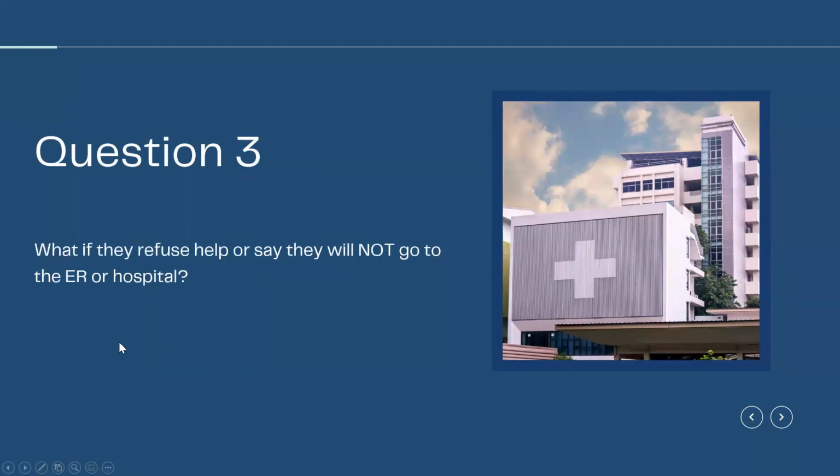What if a family member or someone refuses help or says they will not go to the ER or the hospital if they need to? How would you address that?